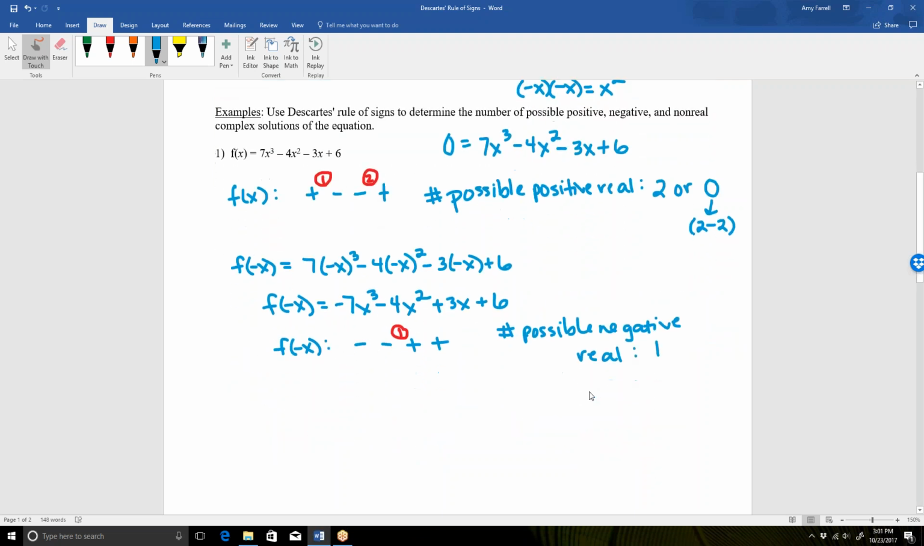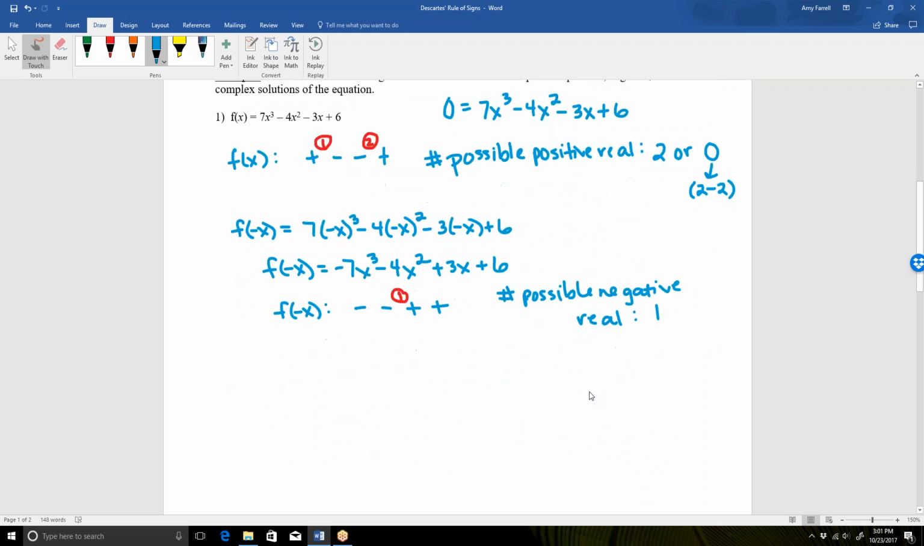Okay, now we're also going to determine the number of possible complex solutions of the equation. To explain that, I'm going to make a chart to help us do that. All right, so I'm going to make a chart, and over here, I'm going to write positive, negative, and then C for complex.